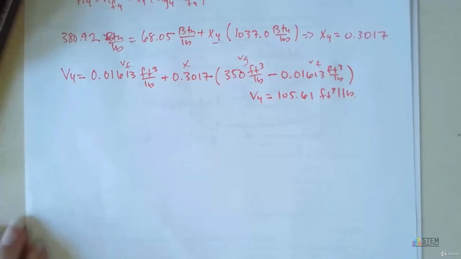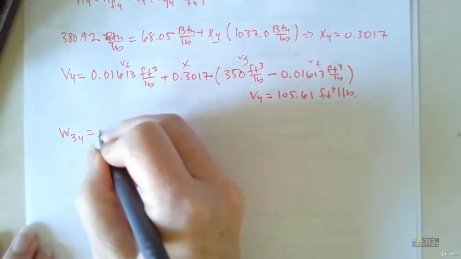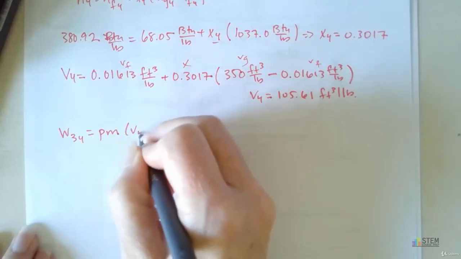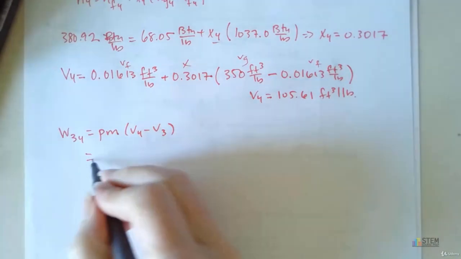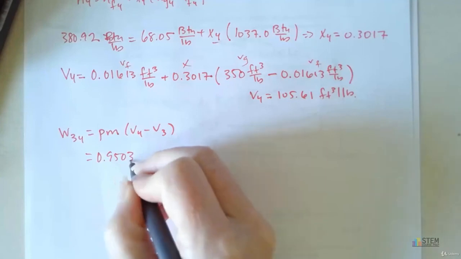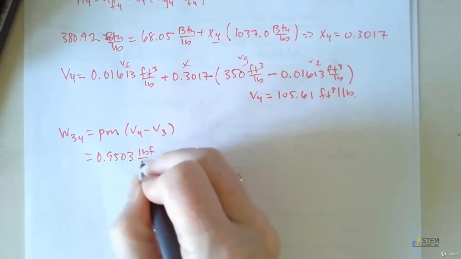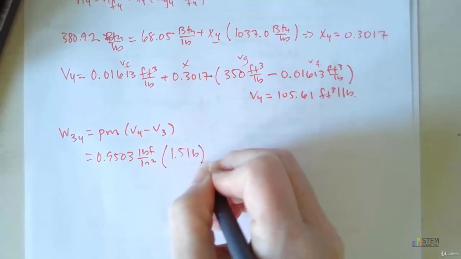Finally, we can solve for work. You probably thought we would never get there. If you're still with me, thank you. I know it's a long problem, but it is a good review problem. Let's go ahead and add in all of our numbers. Pressure, we know, is 0.9503. Units are PSI. Mass is 1.5 pounds.